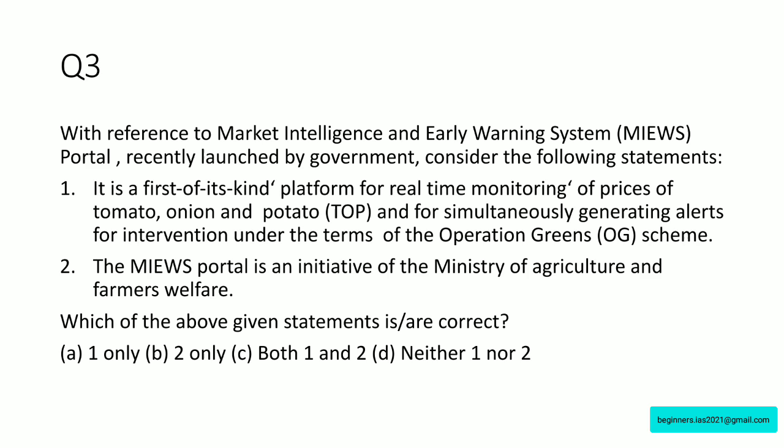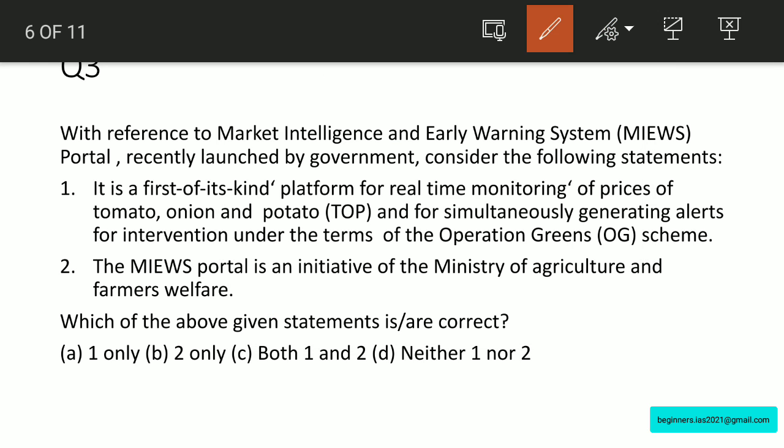It is a straightforward one. MIEWS, that is Market Intelligence and Early Warning System, is an initiative of the Ministry of Food Processing Industries. Therefore, statement 2 is obviously wrong. So we can eliminate C and B. We have to check statement number 1. Yes, this statement is right.